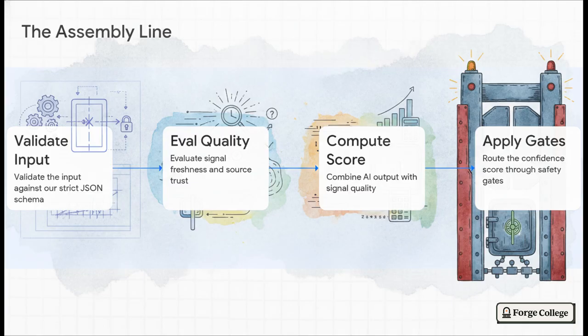Step 1, we validate the input against our rigid JSON schema. Basically, if it's malformed data, it doesn't even get past the door. Step 2, we evaluate the signal quality. Is this data fresh, or is it literally 3 days old? Do we even trust the source? Step 3, we take the AI's output, combine it with that signal quality, and compute a final numeric confidence score. And then step 4, we route that score directly into our safety gates.